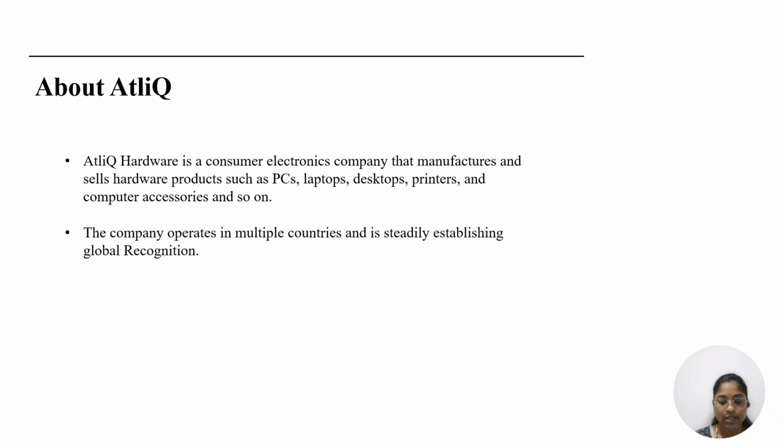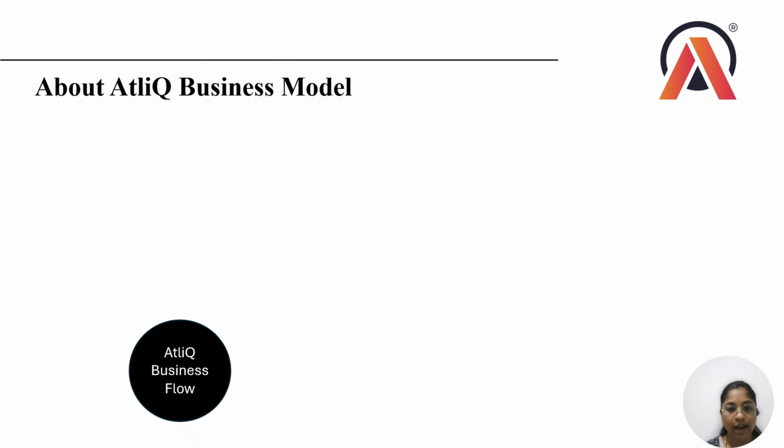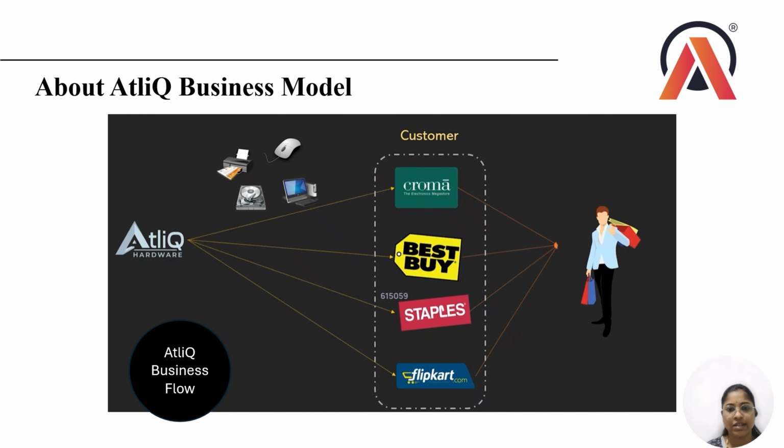Before analyzing this dashboard, we need to understand the AtliQ business model. Here I attached the AtliQ business model flow diagram. AtliQ is a consumer electronics company that manufactures different hardware products such as desktops, storage items, accessories, and so on. The company sells the products to its direct customers, here Chroma, Best Buy, Flipkart, Amazon, and so on. These customers will sell the products to end consumers like you and me. Here, AtliQ's direct customers are a different channel, not individual buyers.